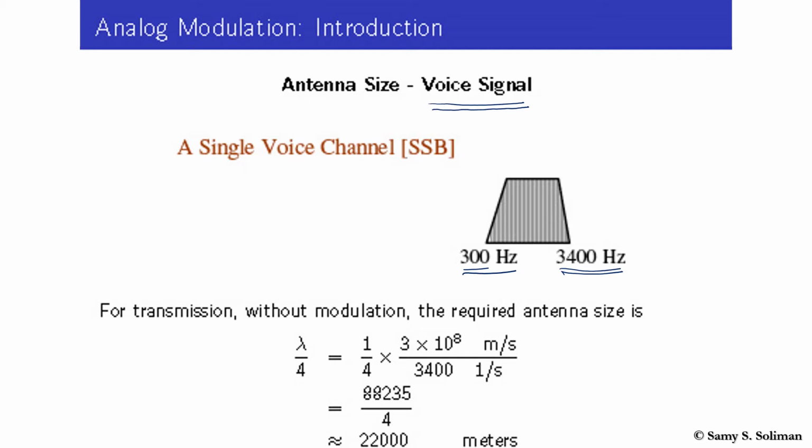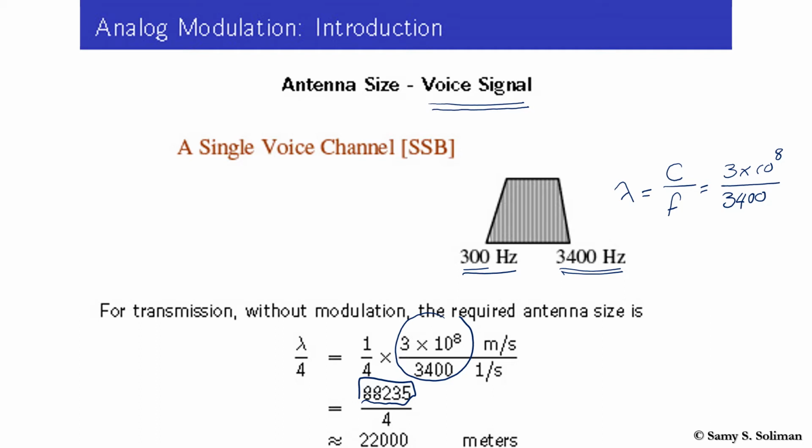If we want to calculate the wavelength of such a signal, that will be c over f, where c is the speed of light, approximately 3 times 10 to the power 8, and for the frequency, let's consider the highest frequency of the signal, which is 3400. This calculation results in a wavelength of 88,000 meters. When divided by 4 to get an approximate antenna size, we find that the needed antenna size is approximately 22 kilometers.